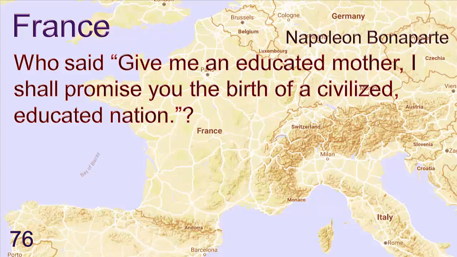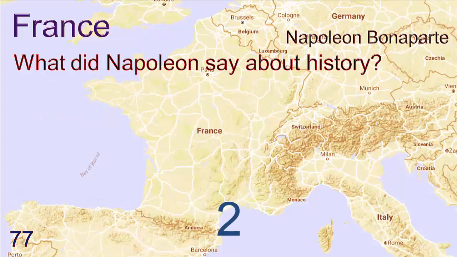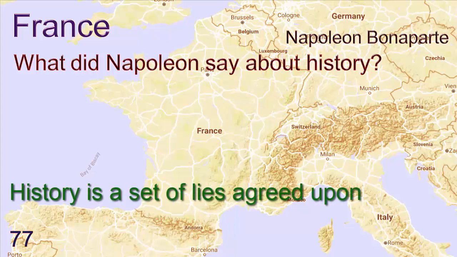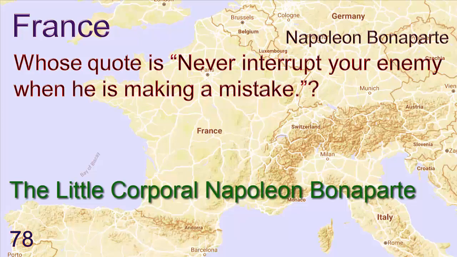Who said, "Give me an educated mother, I shall promise you the birth of a civilized, educated nation"? Answer is Napoleon Bonaparte. What did Napoleon say about history? History is a set of lies agreed upon. Whose quote is, "Never interrupt your enemy when he is making a mistake"? The Little Corporal, Napoleon Bonaparte.